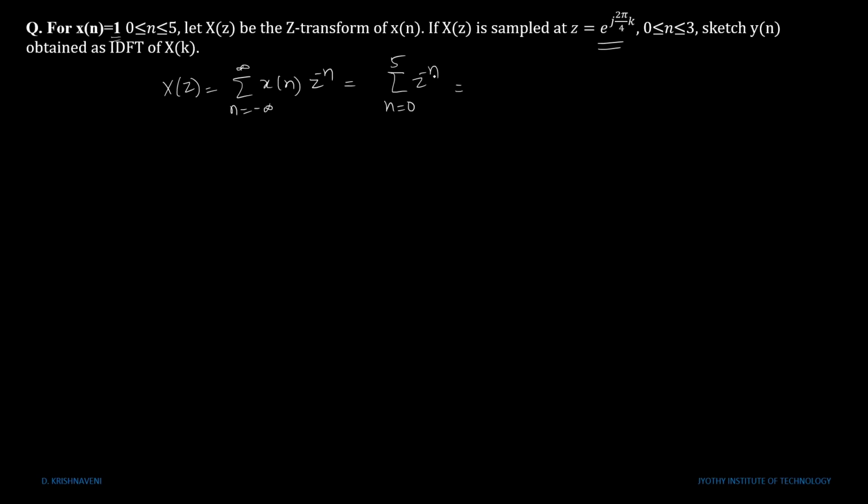So this is equal to, you substitute n is equal to 0, 1, 2, 3, 4 and 5. Now this is the Z transform. But now X of z is sampled by taking z is equal to e to the power of j 2 pi k by 4, and k ranging, sorry, this should be k, so k ranging from 0 to 3.